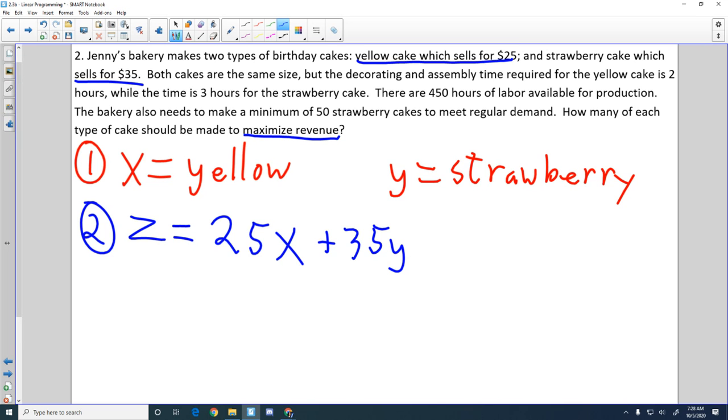We just want to identify those values and then cross them out of the word problem so I don't accidentally use those again when writing my constraints, because the money that I make isn't a constraint, right? I don't want to be limited by how much money I can make. I want to make as much of it as possible.